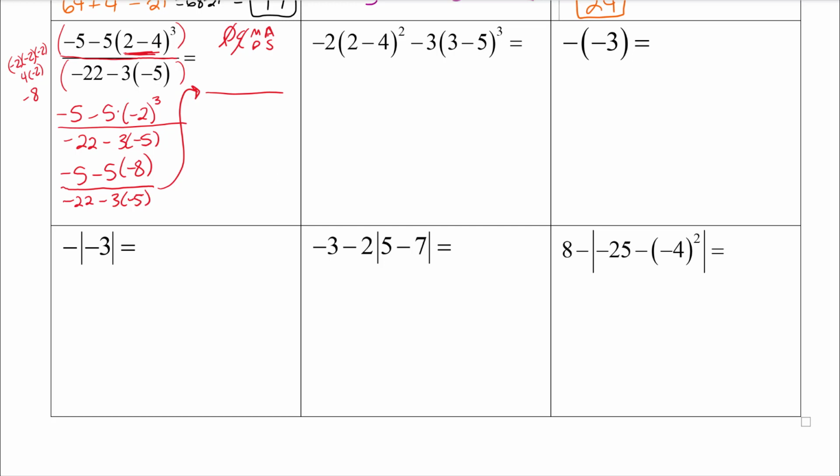Next is the M and D. Left to right, I multiply and divide. I have a multiply right here. I'm going to take the negative 5 times the negative 8, and a negative times a negative we know is a positive. 5 times 8 is 40, so that got rid of all of the negatives on that second 5 and the 8. Left to right, on the bottom, I also have a negative 3 times a negative 5, and a negative times a negative is a positive.